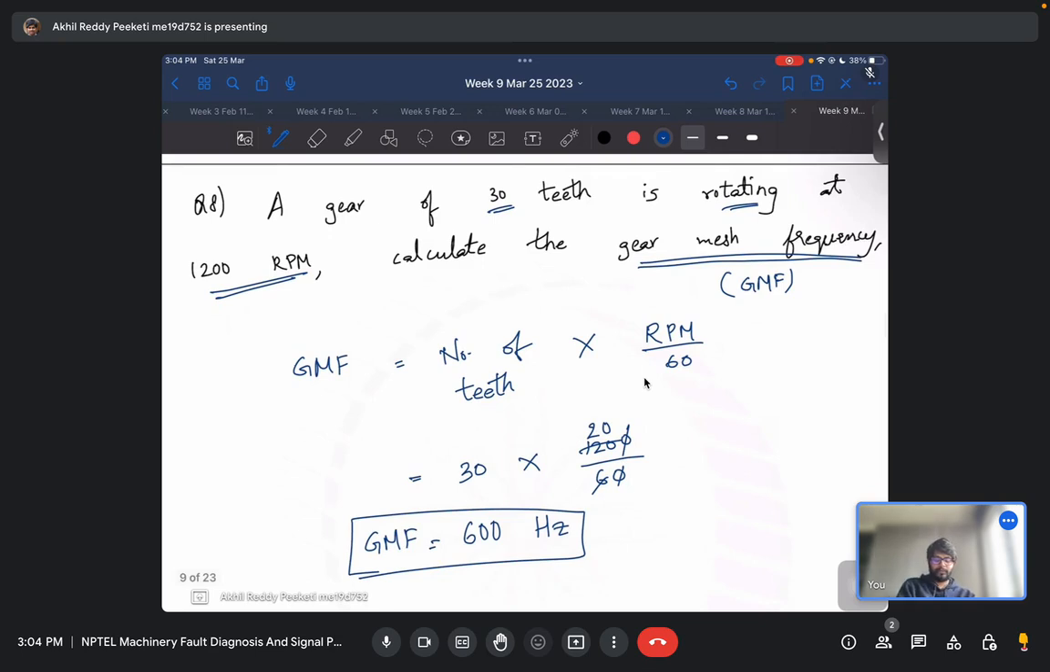Okay, so when you have multiple gears, or you have gears with a different number of teeth, and you are given the speed of the gear or the rotating speed of the gear, then you can calculate the gear mesh frequency. This is important because when you are observing the vibration characteristics of a gear or gearbox, you would actually find peaks at the gear mesh frequency. Okay.